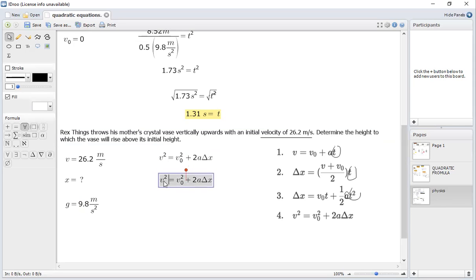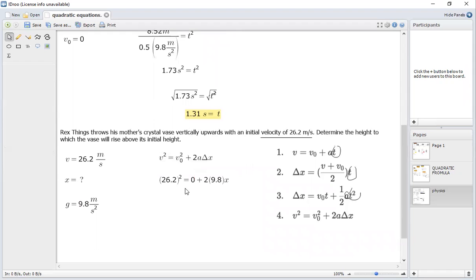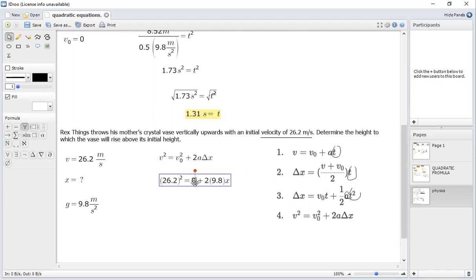So the initial velocity, what is? 26.2, and this is raised to the second. Look, in this case, I will not write the unit. This v sub 0, what is? 0. Gravity, what is? 9.8 meters per second square, or in this case, we will write only 9.8, because when you write the units like meters and seconds square it could be confusing. But if you want, you can write it.